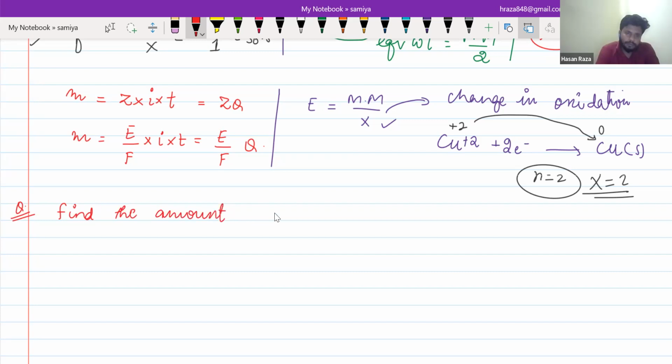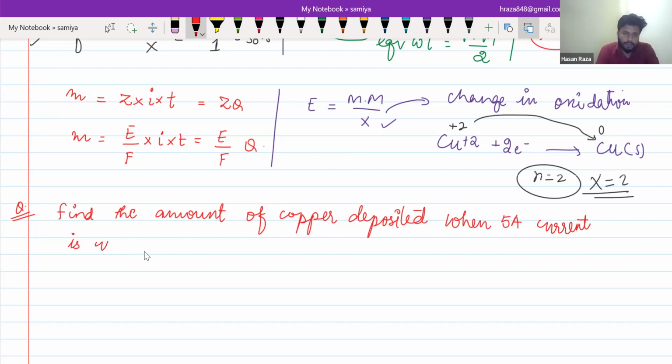Find the amount of copper deposited when 5 ampere current is used for 1 hour. It is a simple question. Just go through it and let me know.